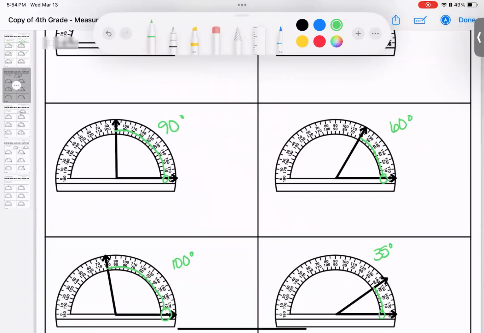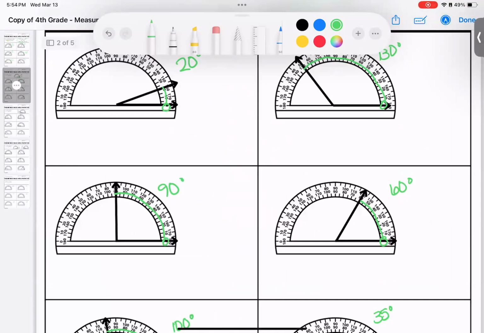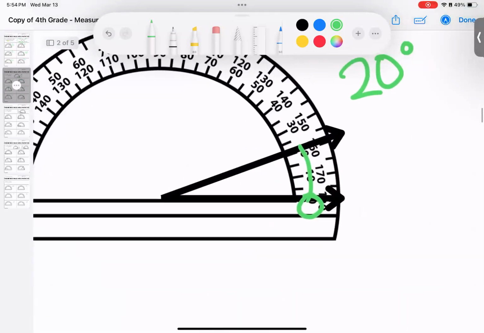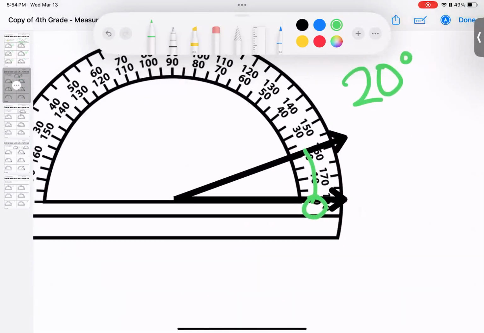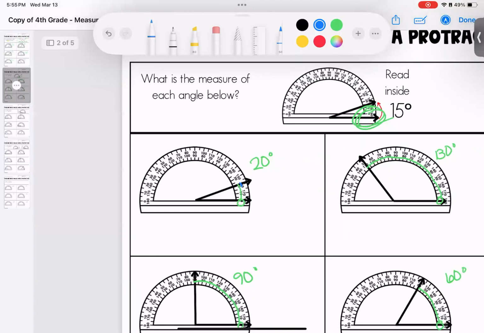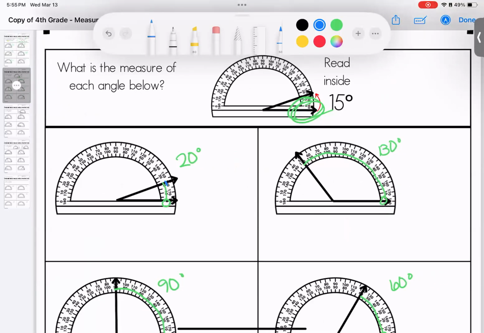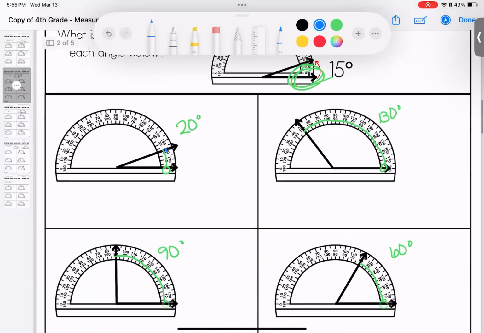When you are writing your degrees, keep in mind that we can check this. Let's say I was looking at this and I was reading my inside numbers and I thought that I was at 160. I could look at this angle and think 160 gives me an obtuse angle, and this is a pinchy grandma acute angle. Ask yourself, does that answer make sense?